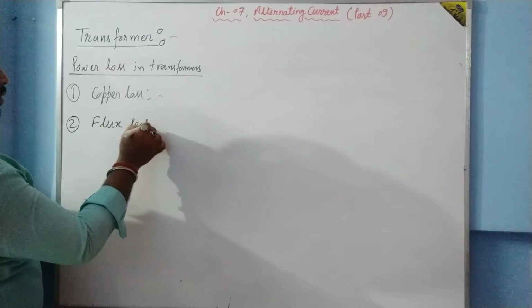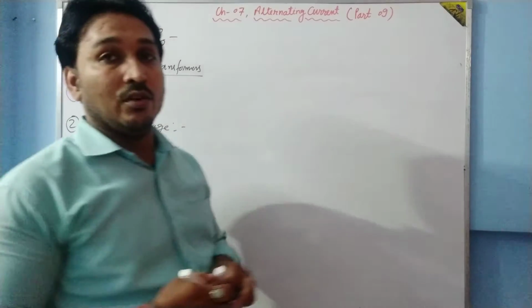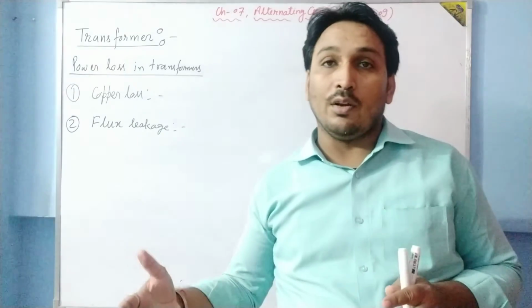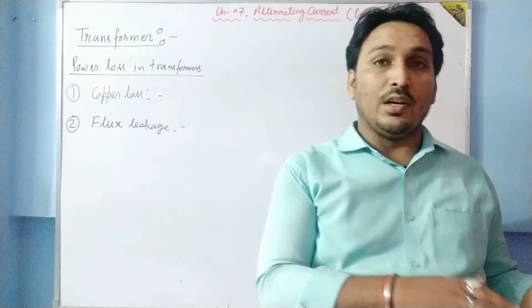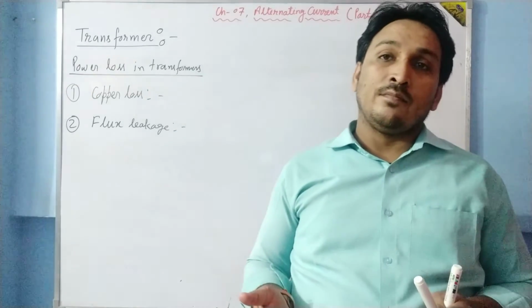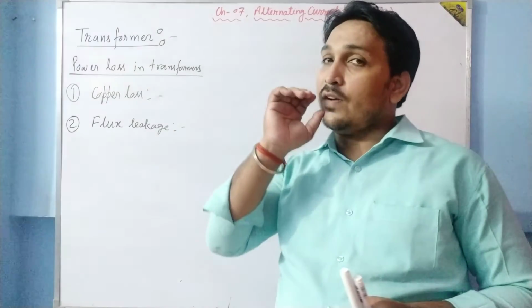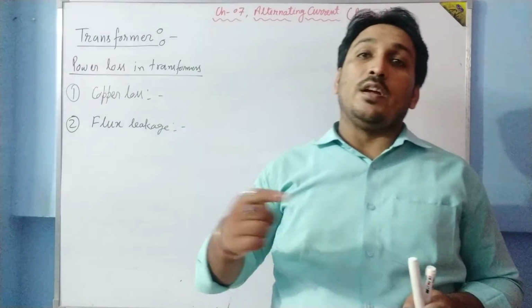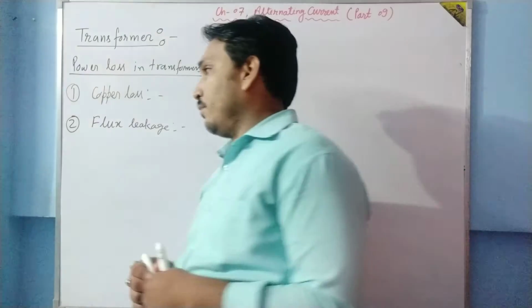Flux leakage. As I have told you, at the beginning of the derivation, at the beginning of the theory, it is assumed that all the flux of the primary coil links with the secondary, and all the flux of the secondary links with the primary. But it is not true. There is some flux which is not linked, and because of that, there is some power loss which is called flux leakage loss. How can this be minimized? By winding the wires over one another. In this manner, the linkage of flux can be maximum.